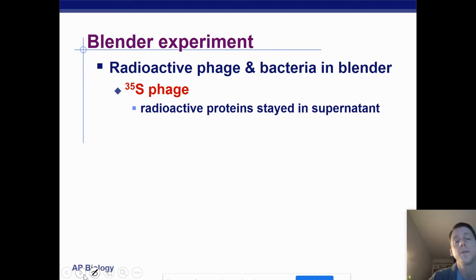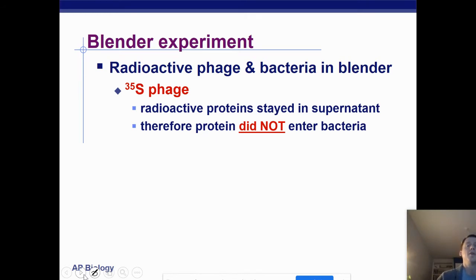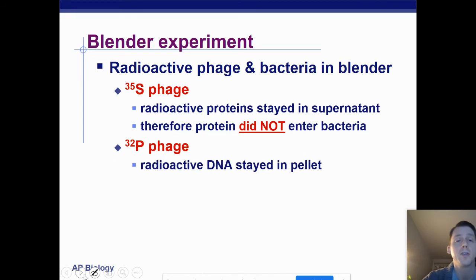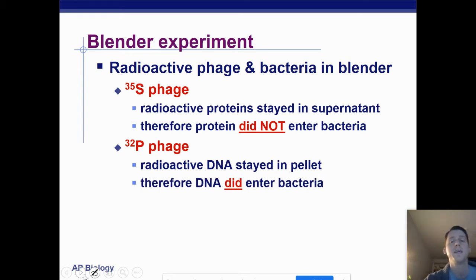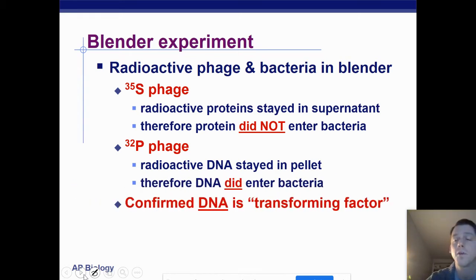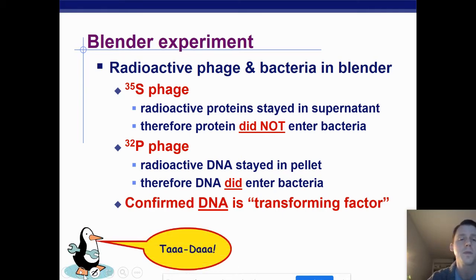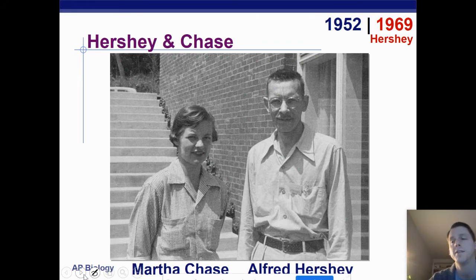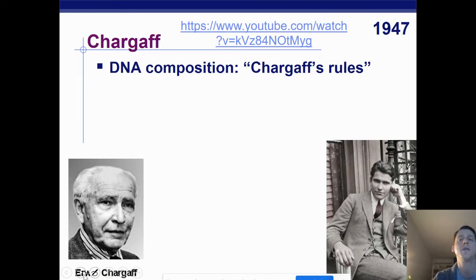The sulfur labeled phage, the radioactive proteins did not end up in the bacteria. It stayed in the supernatant, the liquid. So therefore, the protein did not enter the bacteria. And in the phosphorus labeled phage, the radioactively labeled DNA stayed in the pellet, and that's the part with the bacteria cells. Therefore, the DNA did enter the bacteria, and this confirmed that DNA was the transforming factor. All right, there's Hershey and Chase. They won a Nobel Prize in '69 for that.